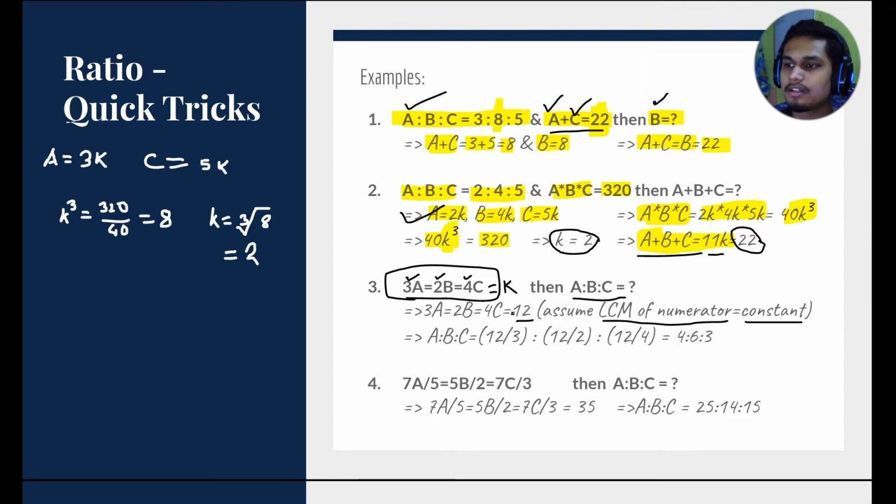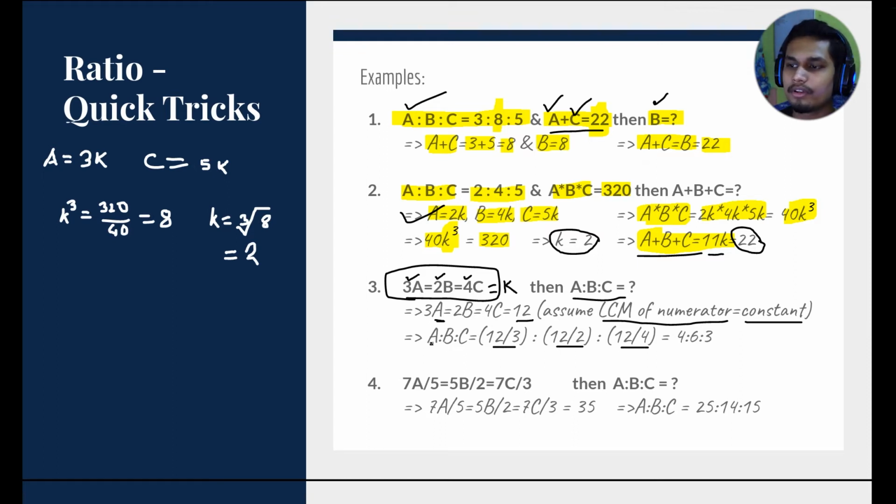If we just assume the value of this 3a, 2b and 4c is equal to 12, it will be very easy to solve this problem. How? If we just equate it to 12, you can easily see the value of a will become 12 by 3. Value of b will become 12 by 2 and value of c will become 12 by 4. Correct?